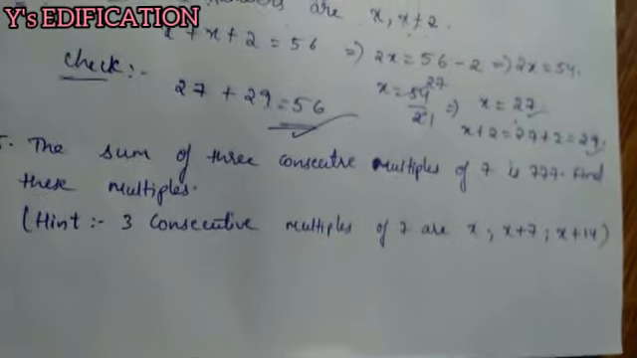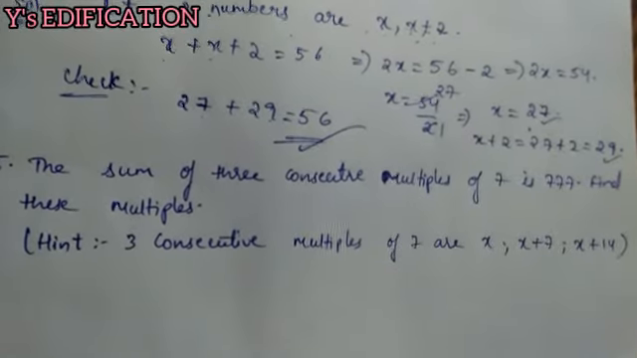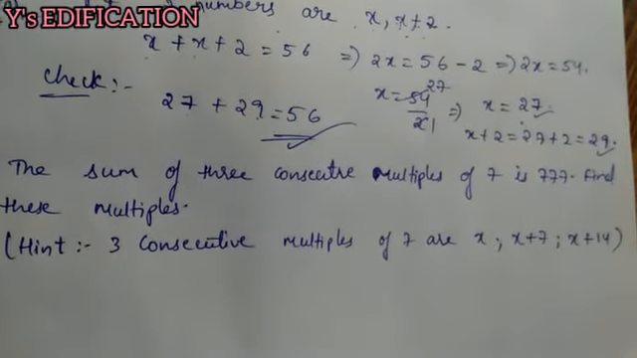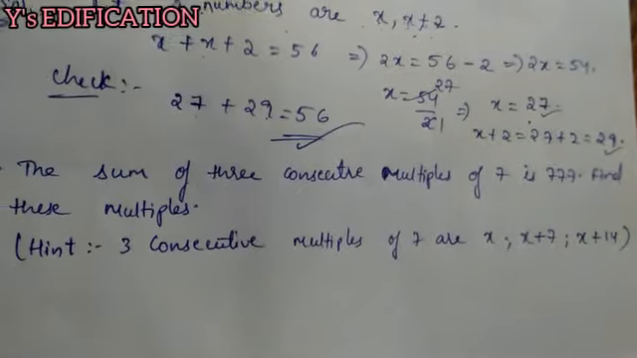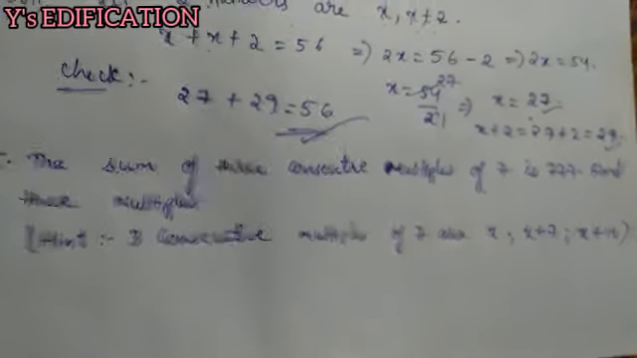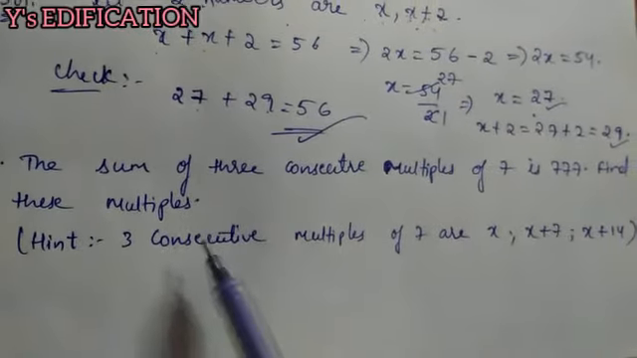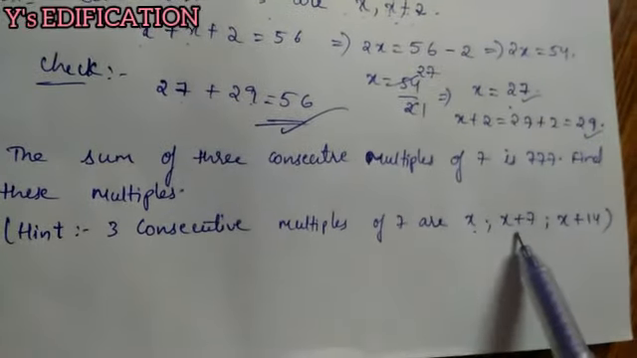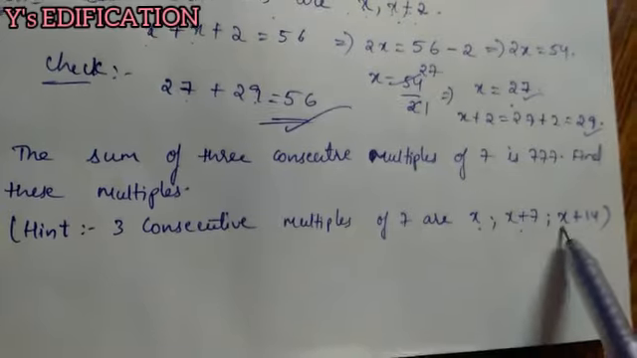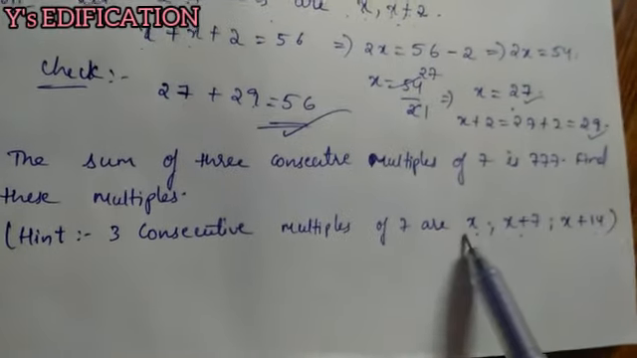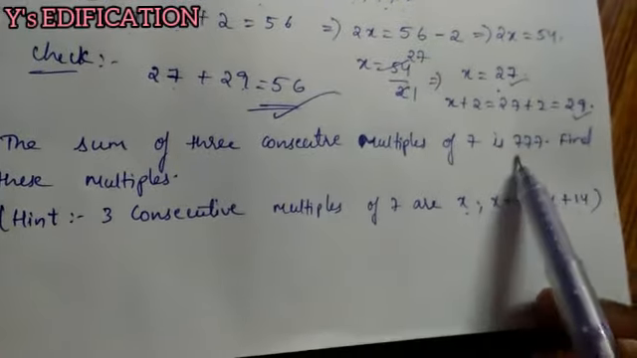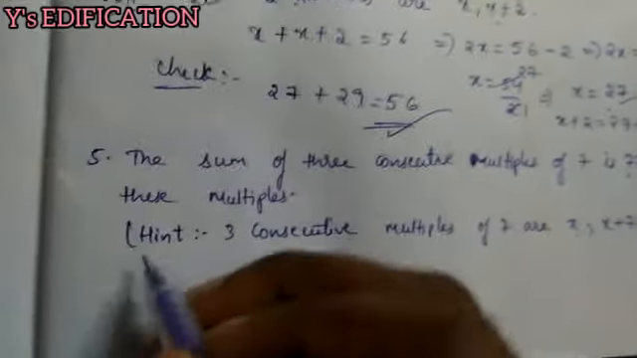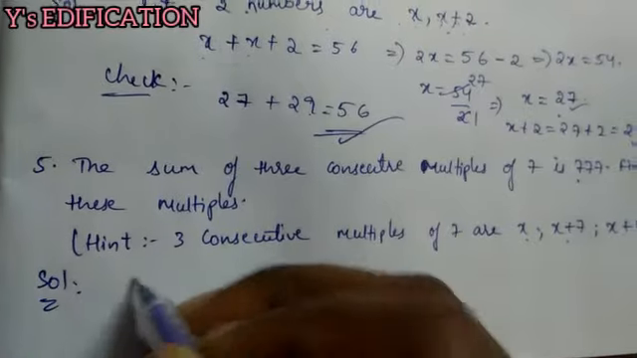Okay. Next question. The sum of three consecutive multiples of 7 is 777. Find these multiples. And they also gave you the hint. The consecutive multiples of 7 are: first number is x, second number is x plus 7, third number is x plus 14. When we add all these three numbers, the answer will be 777. So add all the three numbers.